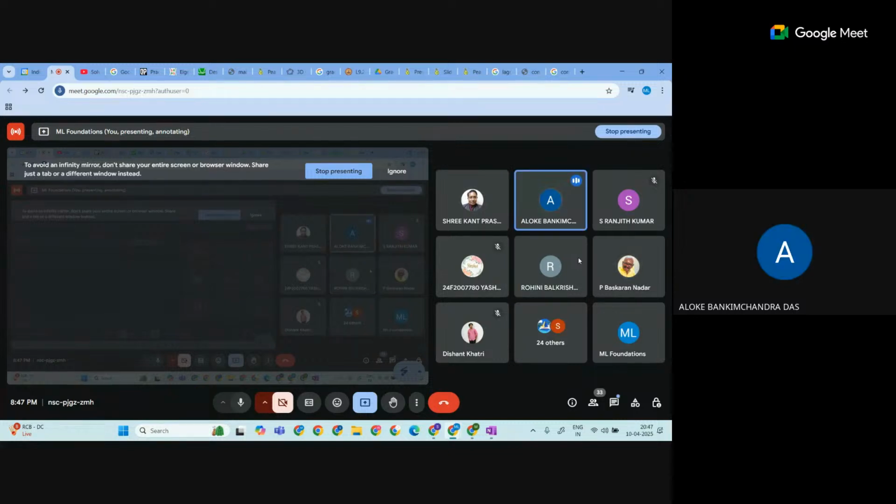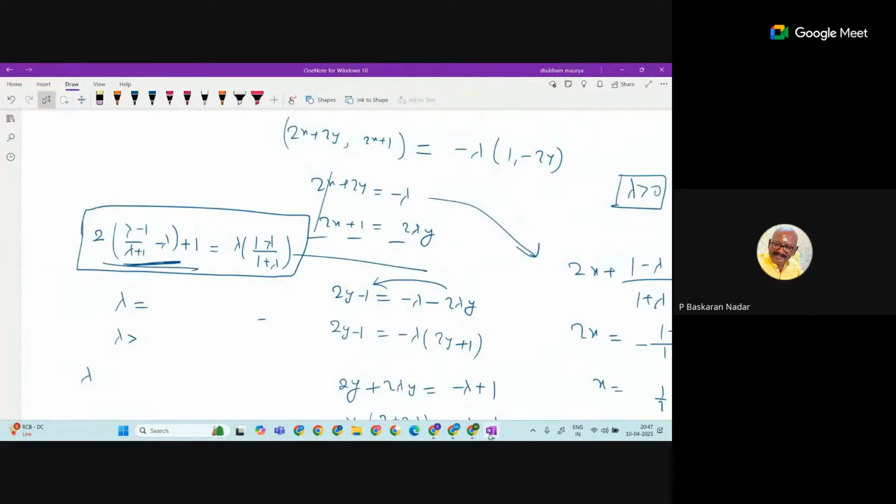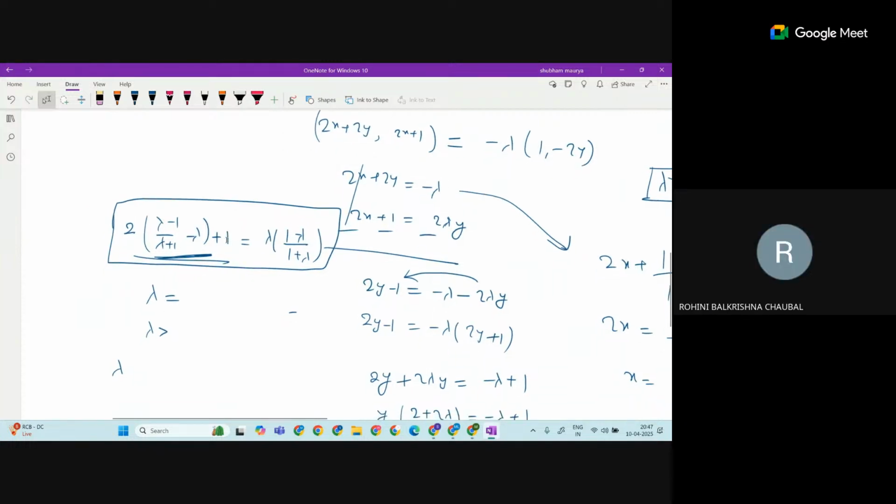Solve the problem graphically. This problem you are saying? Just show me the problem. You can solve it. Now I'm leaving it to you, whatever lambda value you'll get.